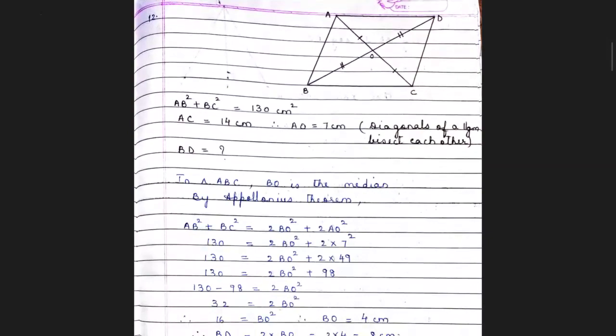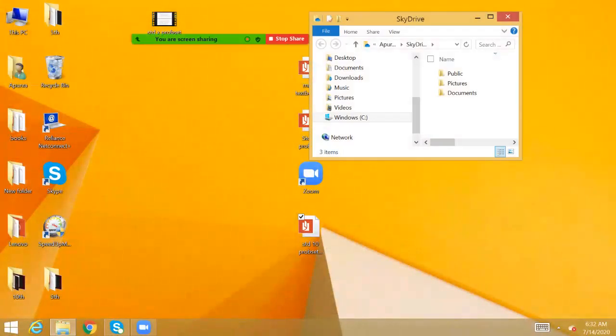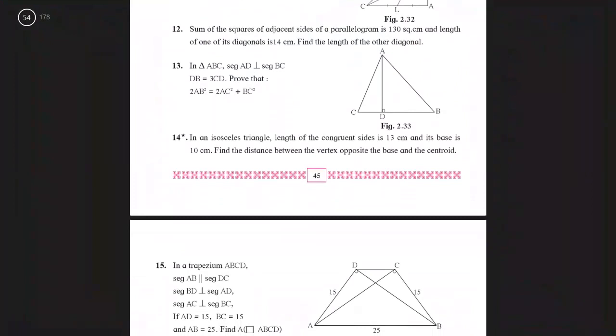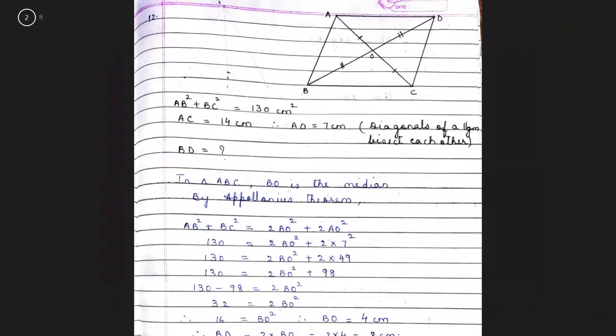Okay. Now we go to question number 12. Question number 12: sum of the squares of adjacent sides of a parallelogram is 130 square centimeter. Length of one of its diagonals is 14 centimeter. Find the length of the other diagonal. Now, this is an important question usually asked.